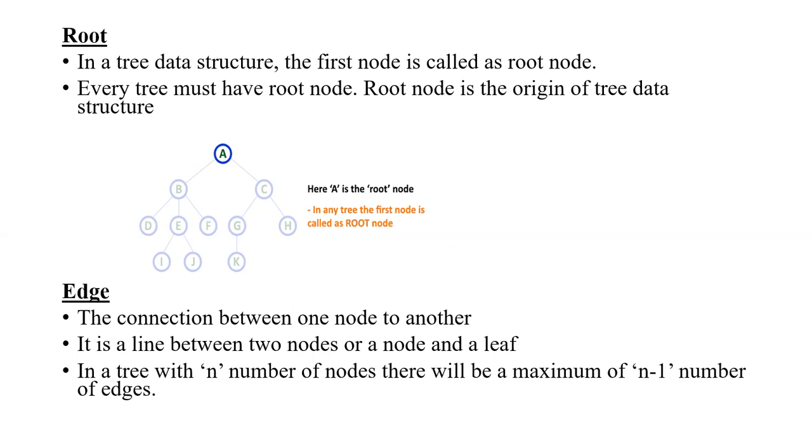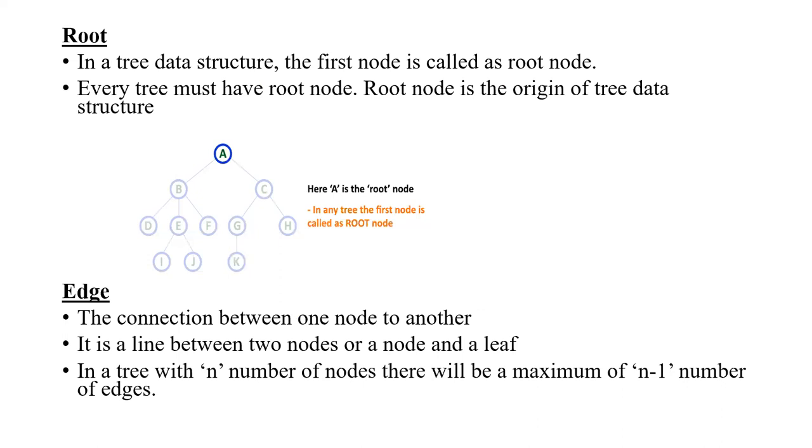Root. In a tree data structure, the first node is going to be called as a root node. Every tree must have a root node. Root node is the origin of the tree data structure. And in this diagram, A is the root node. In any tree, the first node is going to be called as root node, from which all the other nodes are emerging.